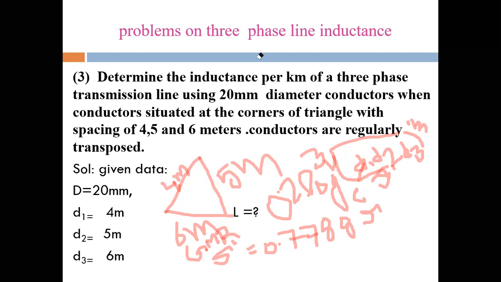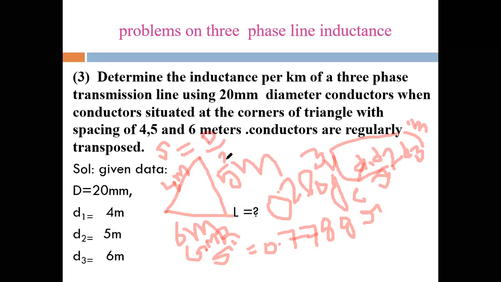Then we calculate the inductance, that is L is equal to 0.2 log e cubed root of D1, D2, D3 by R dash. First of all, we calculate the R dash by using this formula, that is 0.7788 R. What is that R? That is the radius of a conductor. The diameter of that conductor is already given, therefore the radius of that conductor is equal to D by 2.